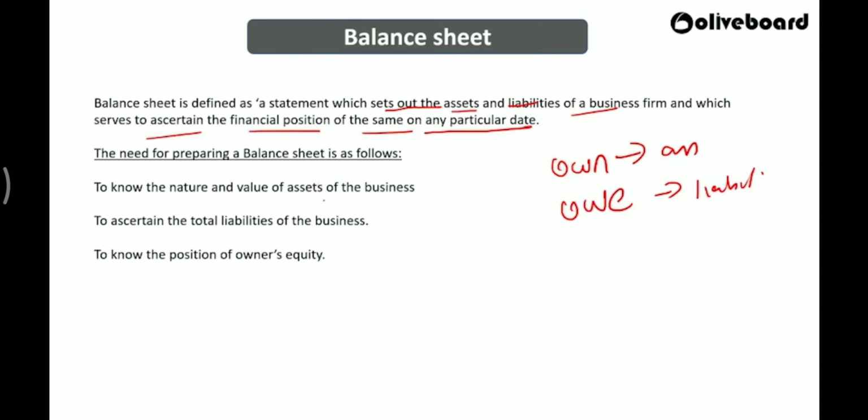All right. And what is the position of the owner's capital, whether he is in a good position or he has lost his equity or he has lost his capital, everything is lost. All those things you can come to know by preparing what? Balance sheet. By looking at a balance sheet of a firm or a company or an organization, we can say whether they are performing good or bad. All right.